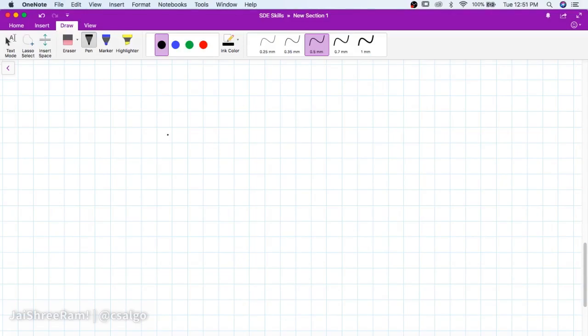So for an example, let's say we have a string A, B, B, C, D, D, A. So let's say we have the string. So as we know, this is a string, so it is made up of characters and each character will be taking 2 bytes.